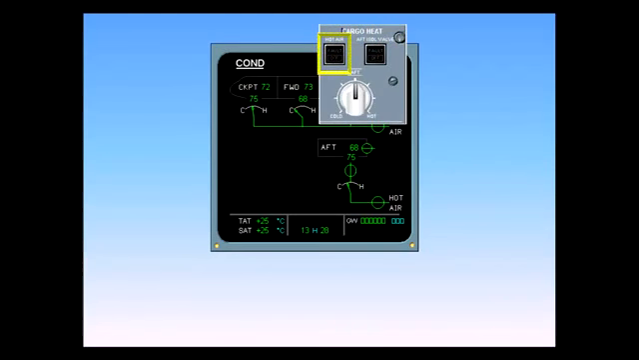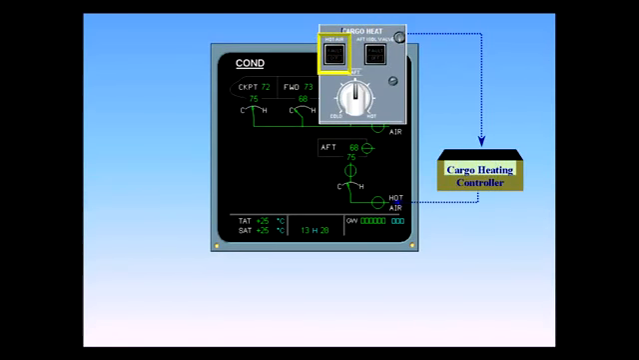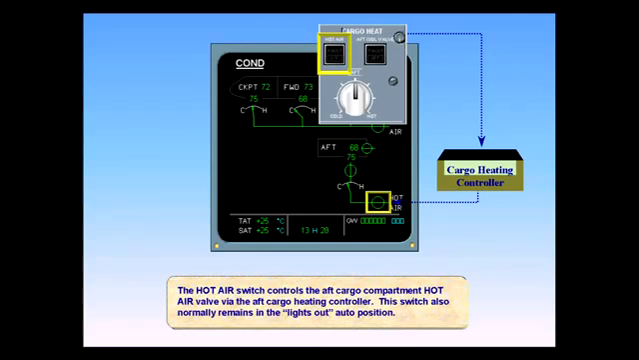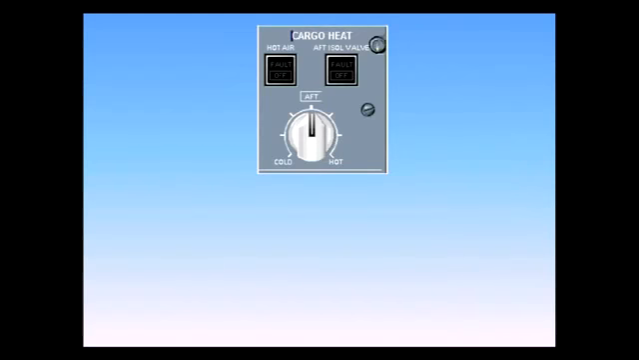The hot air switch controls the aft cargo compartment hot air valve via the aft cargo heating controller. This switch also normally remains in the lights out auto position. For normal operation of the cargo conditioning system, the only pilot inputs required are to confirm that the switches are in their normal lights out position, and to set the required temperatures. Note that the mid position of the temperature selector is approximately 60 degrees Fahrenheit.